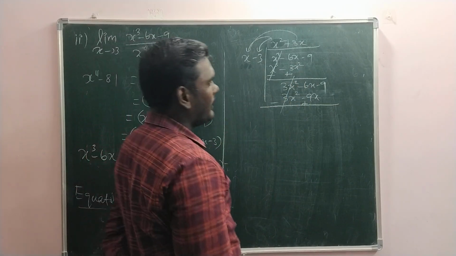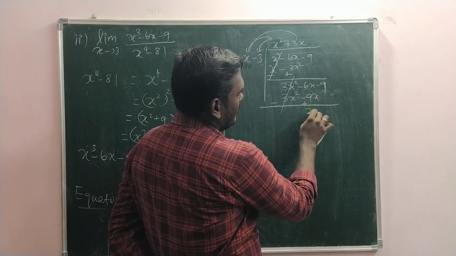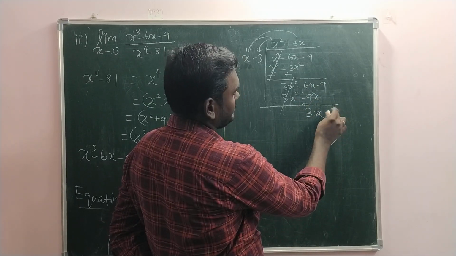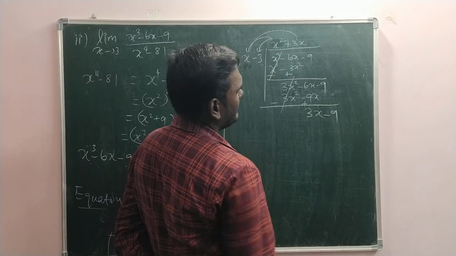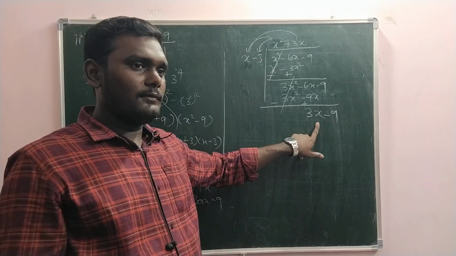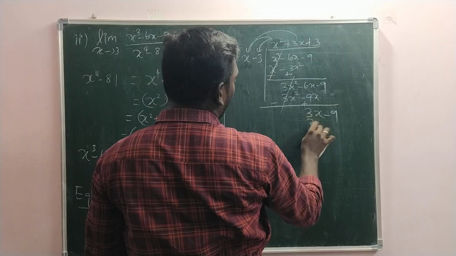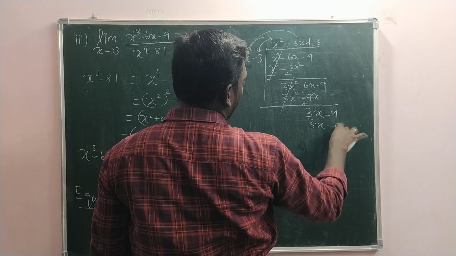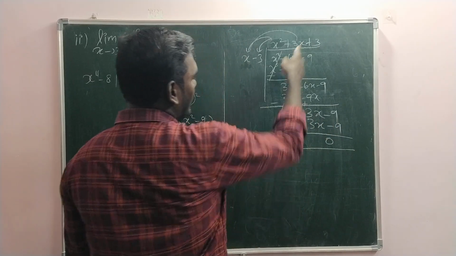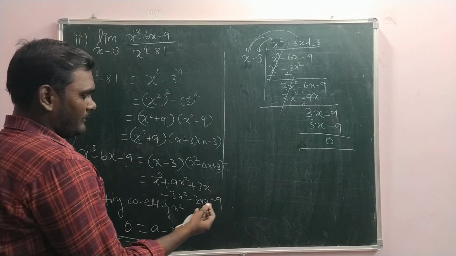The 3x square gets cancelled. 6x, minus 6x plus 9x, that is 3x again, and minus 9. Now here x is there, here 3x is there. Plus 3 or minus 3? Plus 3. So we will get 3x minus 9, answer 0. That is the quotient.